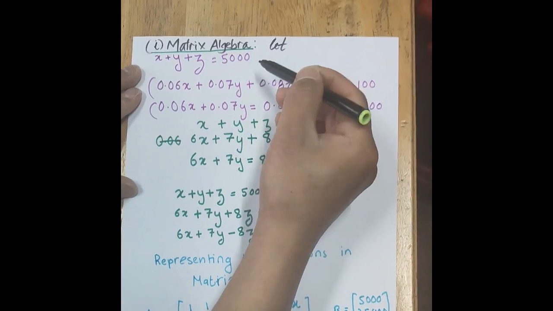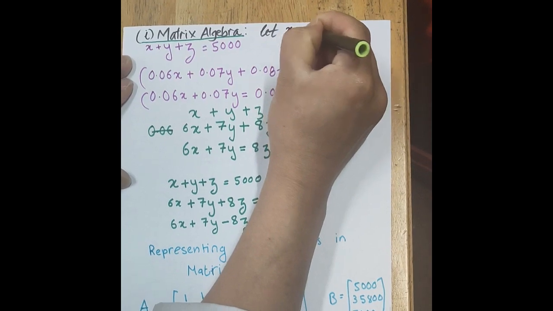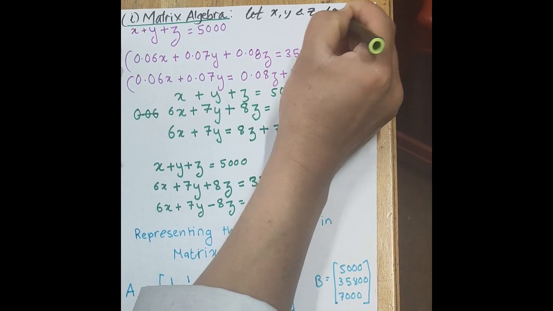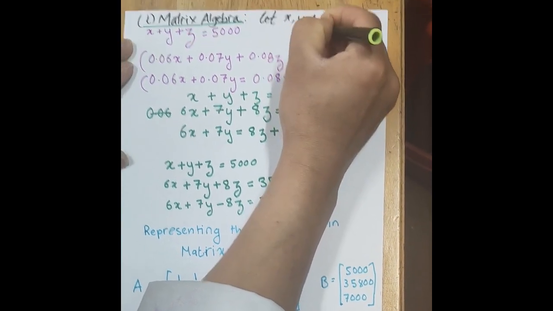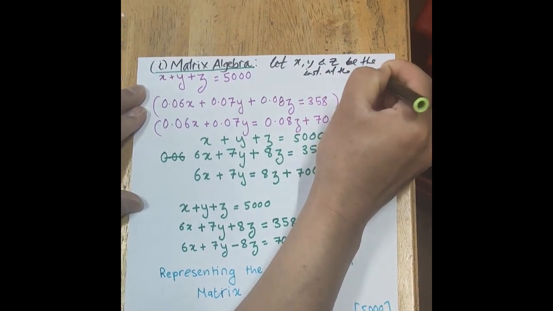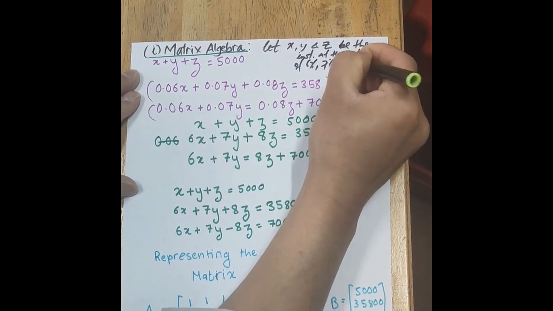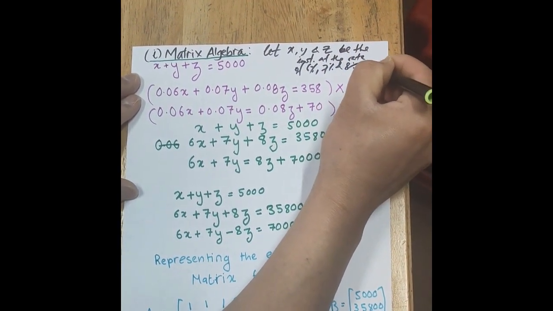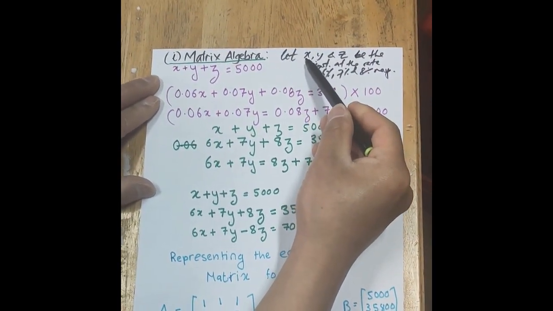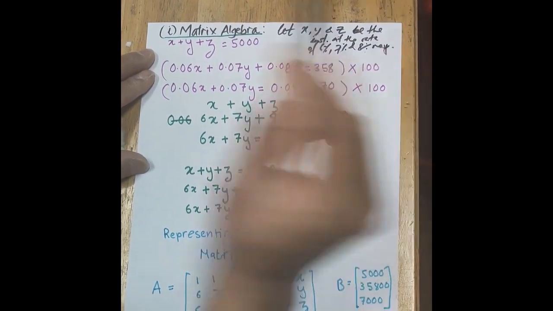So in this case, we already know that there are three variables, right? So you can let X, Y, and Z be the investments at the rates of 6%, 7%, and 8% respectively, right? So that means we are denoting that X is the investment at 6%, Y at 7%, and Z at 8%.